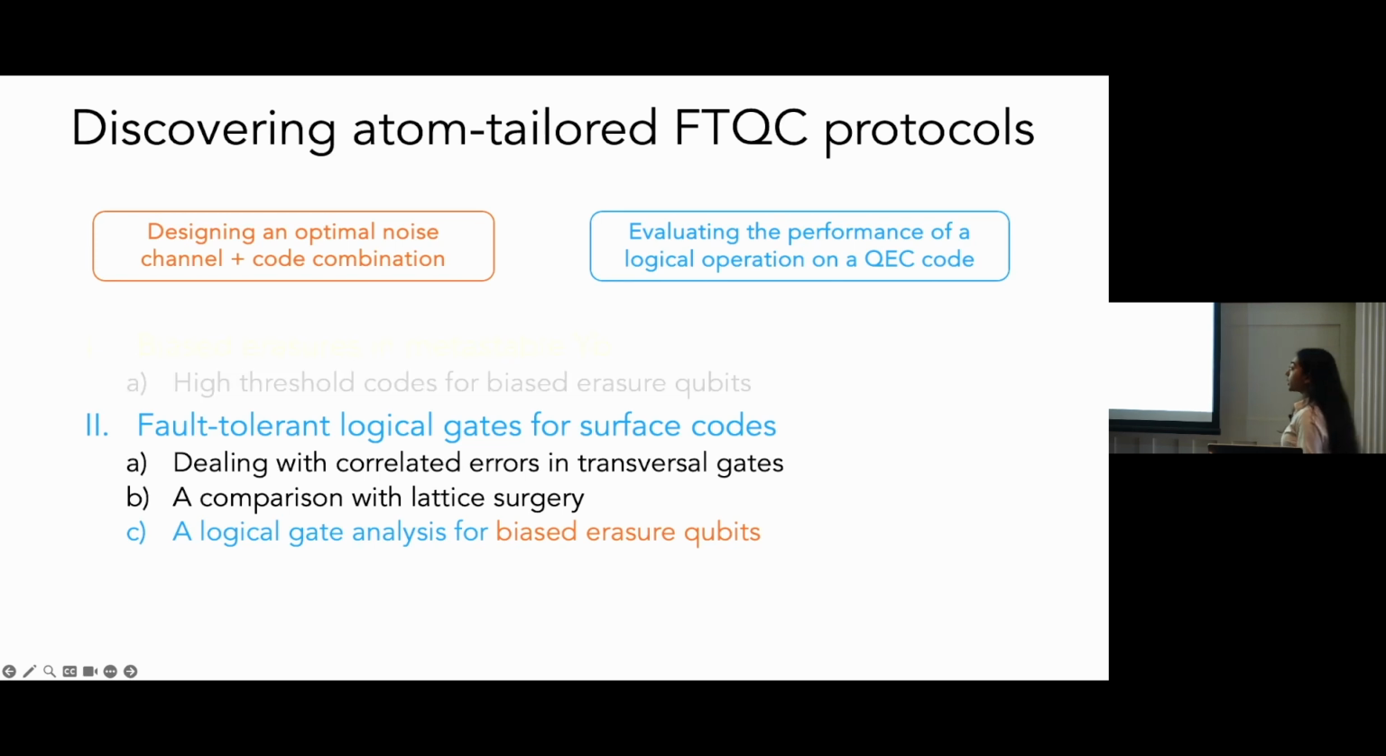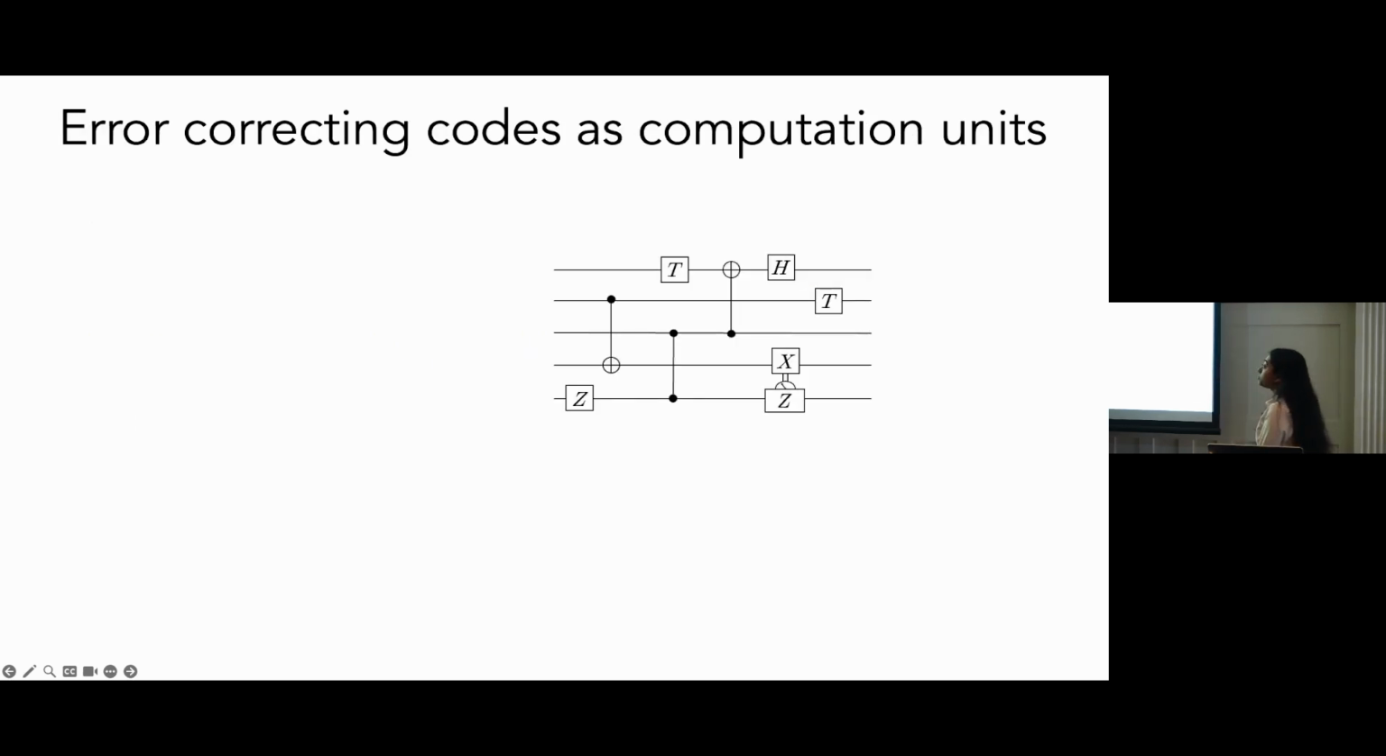I'll now move on to the second part of my talk, where I talk about logical entangling gates for error correction codes. And I'll start off by just displaying this circuit. So this has Pauli gates, it has measurement and feed forward, Clifford gates, control NOTs, and also some non-Clifford gates. So this is a truly quantum circuit in some sense, and if you make this circuit big enough, it's not going to be classically simulatable.